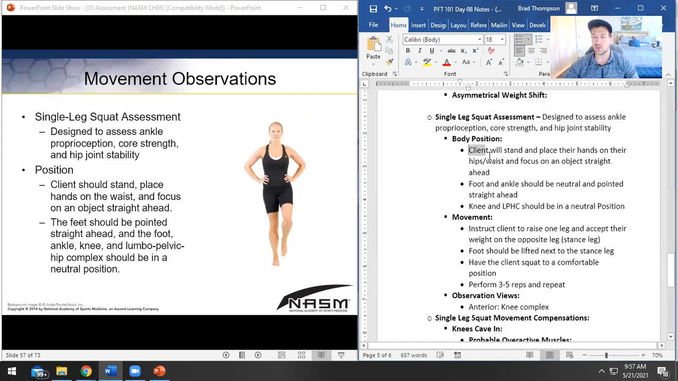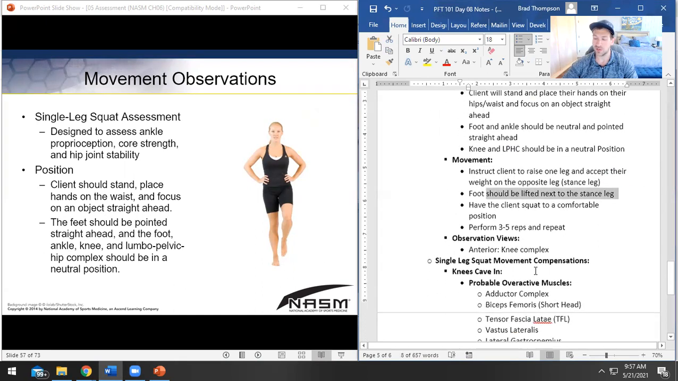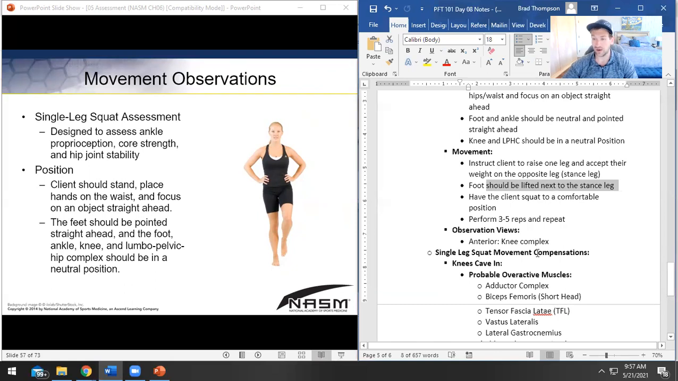So instruct your client to stand with their hands placed on their hips and focus on an object across the room straight forward. Their ankle should be in a neutral position, pointed straight ahead, just like the overhead squat. And you're going to have their lumbopelvic hip complex and knees in a neutral position before they start squatting down. Instruct your client to raise one leg and accept all the weight on their stance leg, and then have them squat to a comfortable position for about 3 to 5 reps.